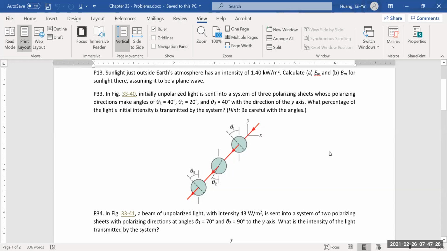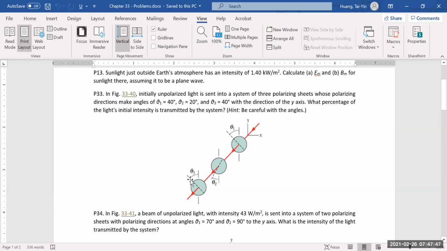All right, so for chapter 33, we'll be doing 3 problems. We're going to do problem 33, 51, and also, let me see which one this is, 59, okay? So problem 33. This is a polarization problem.